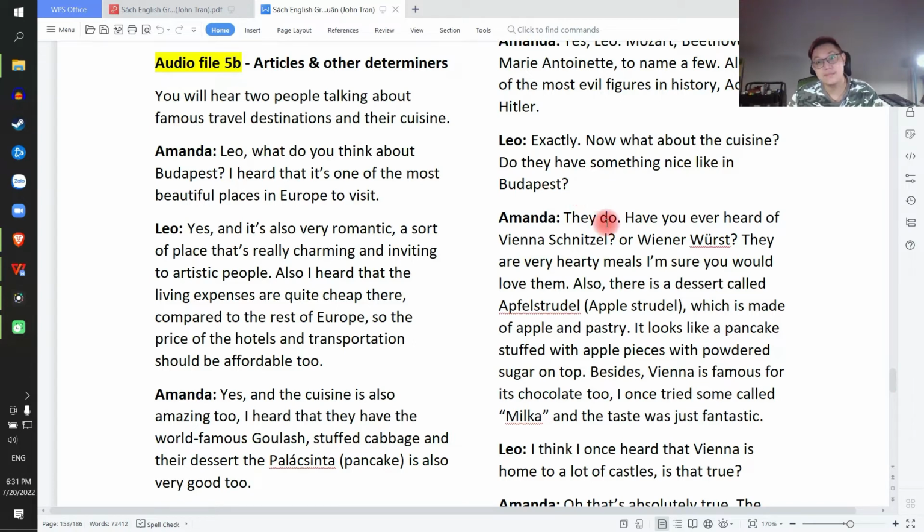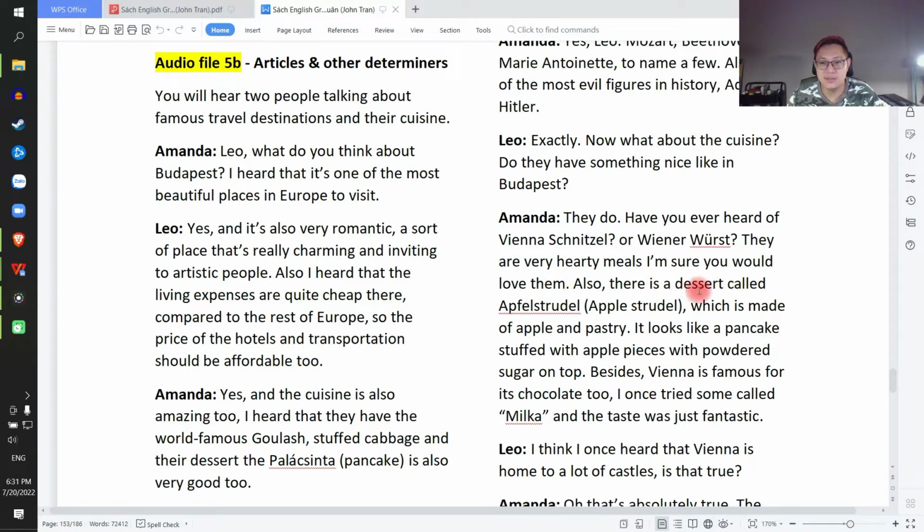They do. Have you ever heard of Vienna Schnitzel? Vienna Schnitzel or Vienna Wurst? They are very hearty meals. I'm sure you would love them.